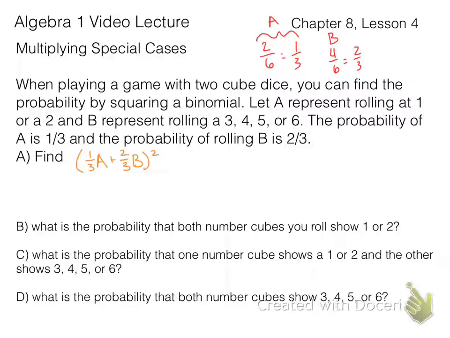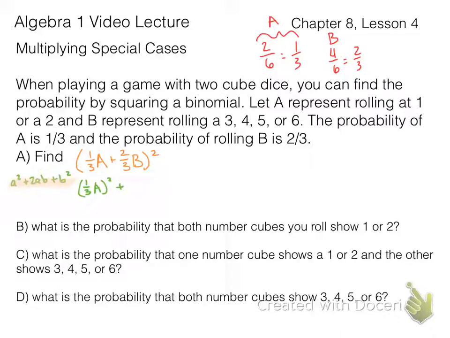So, here's how it's going to work. We're going to go ahead and do this special case, and then I'm going to tell you what it means in relation to the questions below for B, C, and D. So special case this sucker. 1/3 A is A, 2/3 B is B. So let's go ahead and plug it into A squared plus 2AB plus B squared. All right? So that's the formula we're plugging it into.